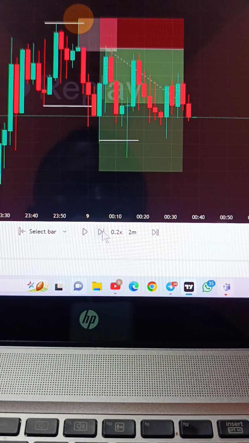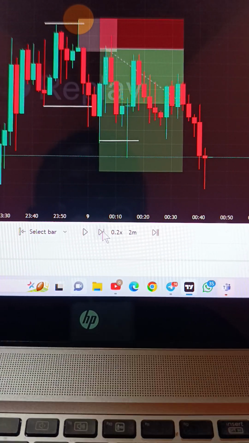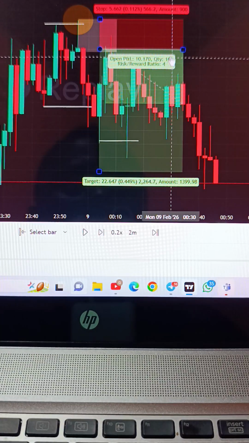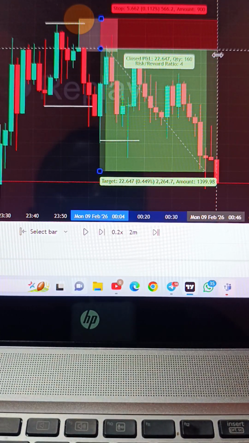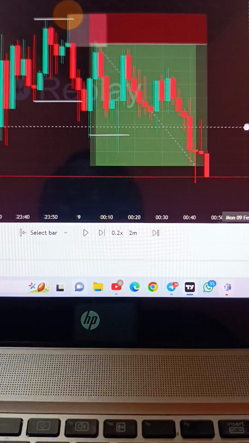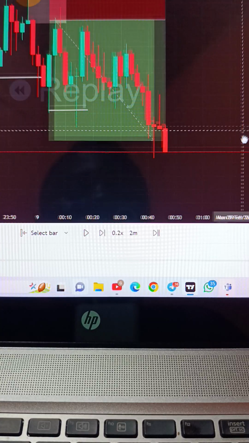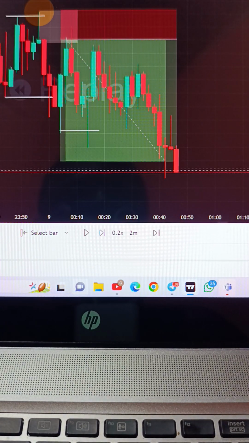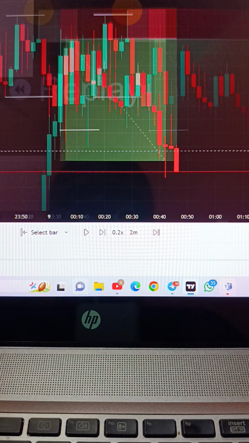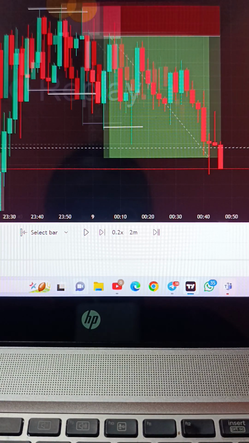So let's see how price action is going to end there nicely. Okay, a TP has been hit for a 1:4. Okay, now let's see if something interesting can roll out again. Okay, let's see if something interesting can roll out.